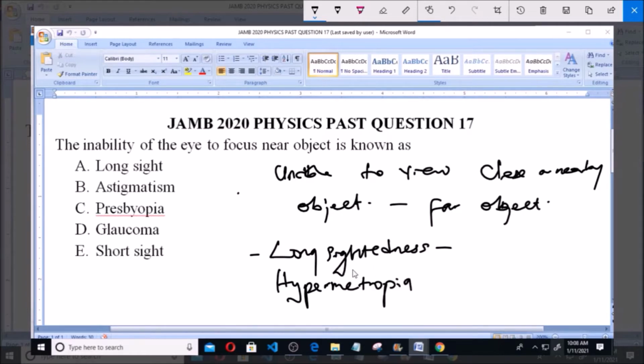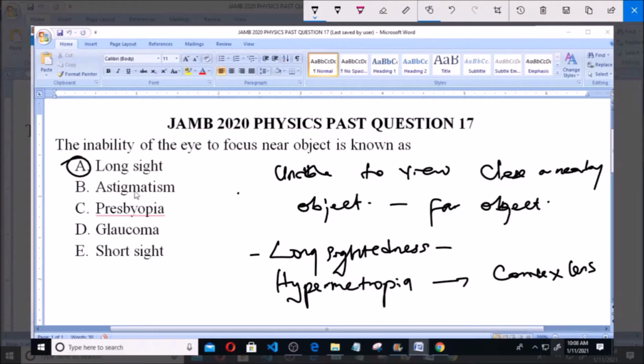So the object is unable to focus on the retina. Only far objects can be viewed, but nearby objects cannot be viewed, and this is corrected using the convex lens. The convex lens, or the converging lens, is used to correct what? Long-sightedness. So the answer to this question is option A.